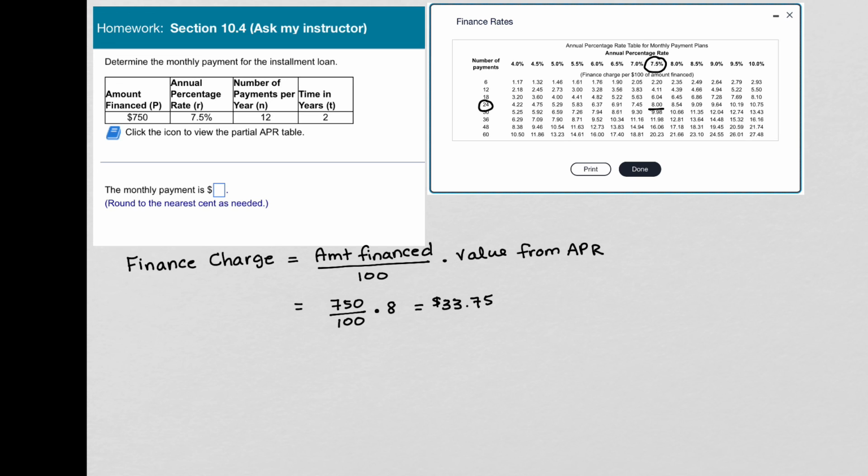So you do get a slightly different answer when you're using the APR table because it is a rounded value that you're using there. So the first method is a little bit more accurate, but when we are doing these problems, you should come up with the same value rounded to the nearest penny. So that's how you do that problem.